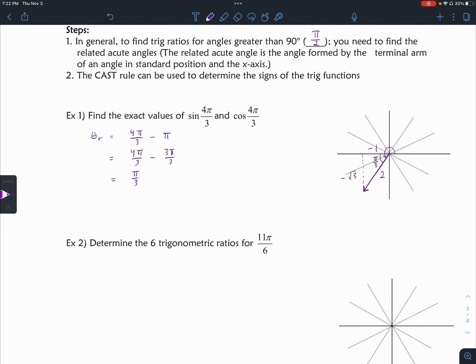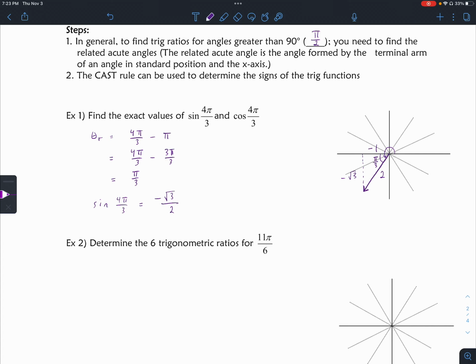So now having that, we're able to evaluate. Sine of 4 pi over 3 is going to equal, if we look at what we have here, we're using the related acute angle, so opposite over hypotenuse: -√3, that's the opposite side, over 2. So -√3 over 2 is what sine of 4 pi over 3 is equal to.